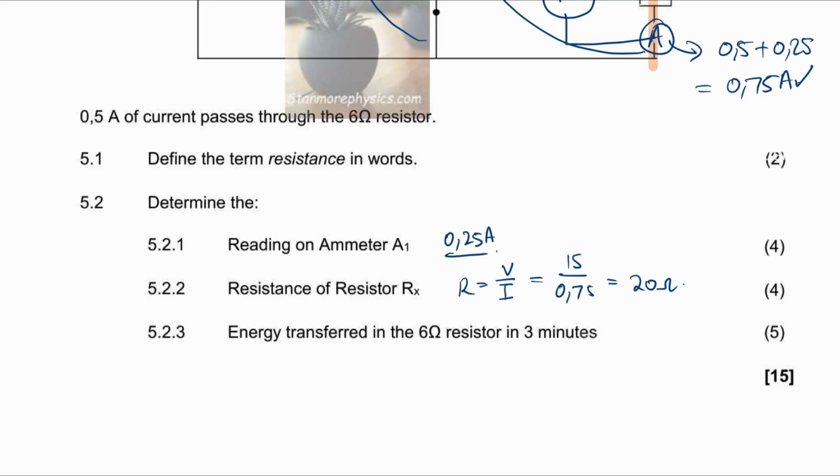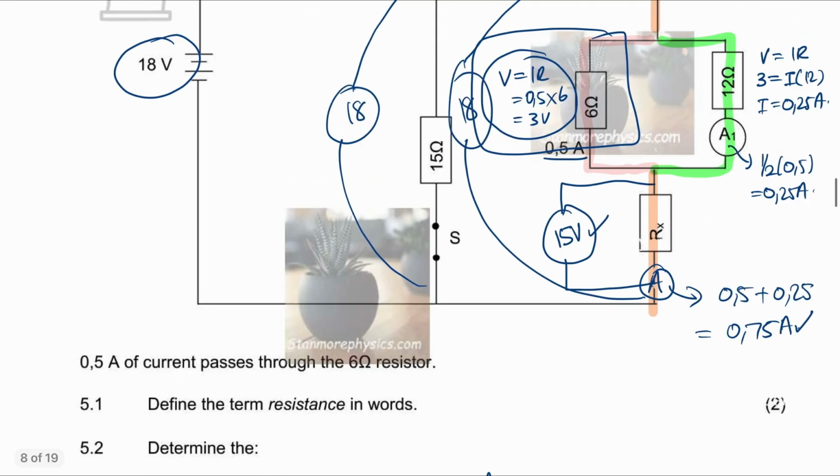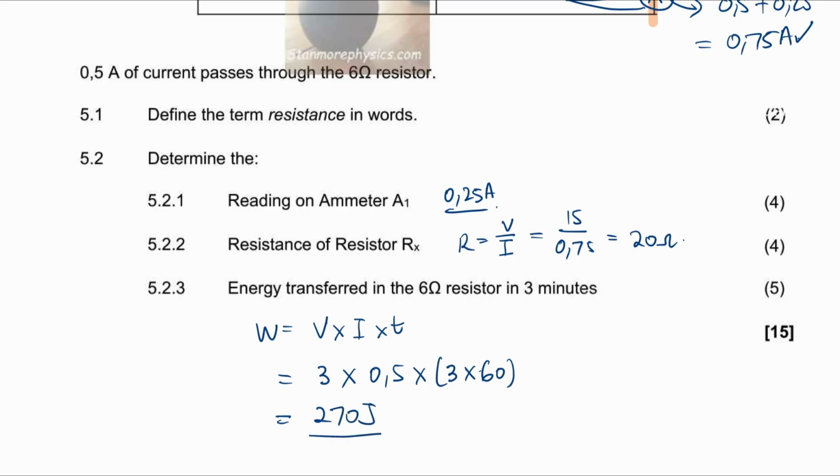Question 5.2.3, calculate the energy transferred in the 6 ohm resistor in 3 minutes. So the 6 ohm resistor, this one right here. We can use the formula W equals V times I times T. There are other formulas that you could use. I'm using this because these are the values that we calculated. We know the voltage was 3, multiplied by the current, 0.5, and the time is 3 minutes converted to seconds, so 3 times 60, and that's equal to 270 joules of energy that's been transferred.